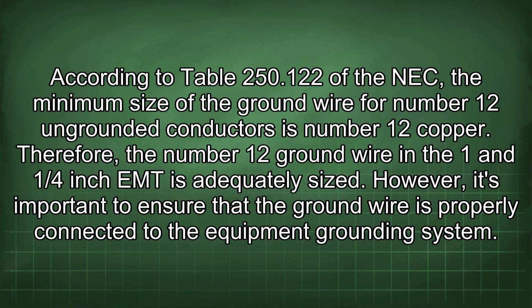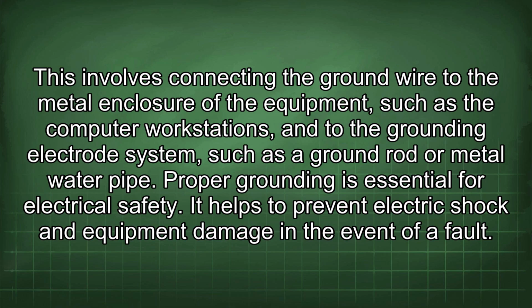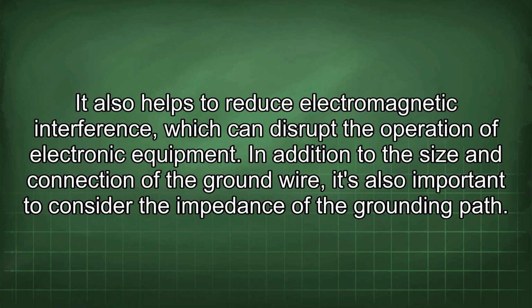However, it's important to ensure that the ground wire is properly connected to the equipment grounding system. This involves connecting the ground wire to the metal enclosure of the equipment, such as the computer workstations, and to the grounding electrode system, such as the ground rod or metal water pipe. Proper grounding is essential for electrical safety. It helps to prevent electric shock and equipment damage in the event of a fault. It also helps to reduce electromagnetic interference, which can disrupt the operation of electronic equipment.